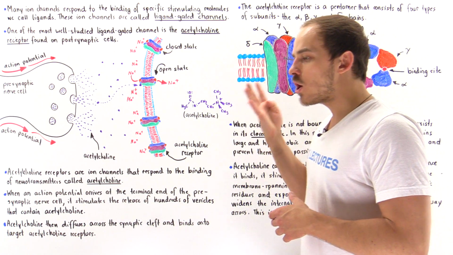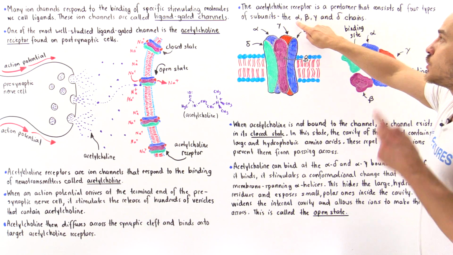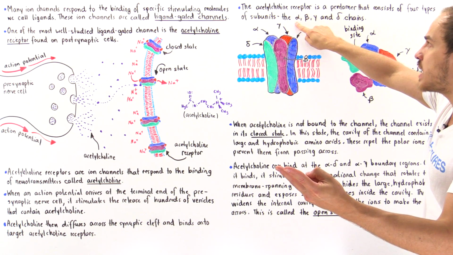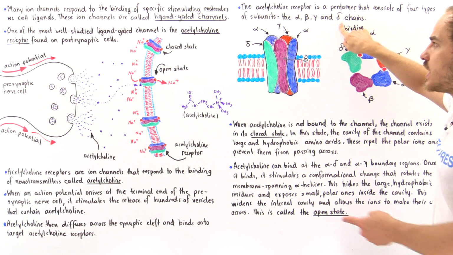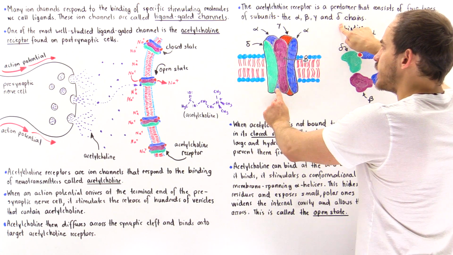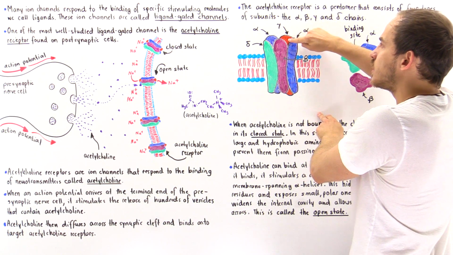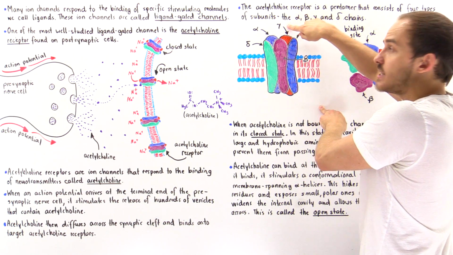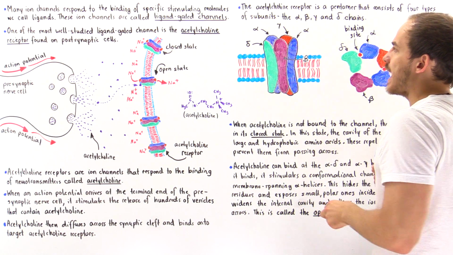Now, 4 are actually different and 2 are identical. So we have 2 alpha polypeptide chains, 1 beta, 1 gamma, and 1 delta. We have a delta shown in green. We have two of these alphas shown in blue. We have this light brown one, which is our gamma, and then this light purple one is our beta.